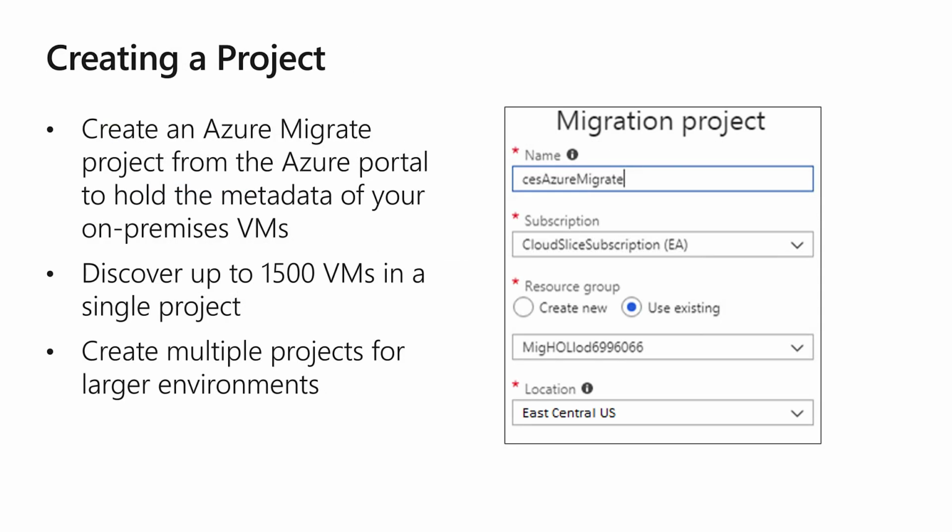So we start off by creating an Azure Migrate project. We do this in the Azure portal. Each project can support up to 1,500 virtual machines. So if you do have a larger customer with more virtual machines than that, just create multiple projects and you can go through and keep expanding that way.